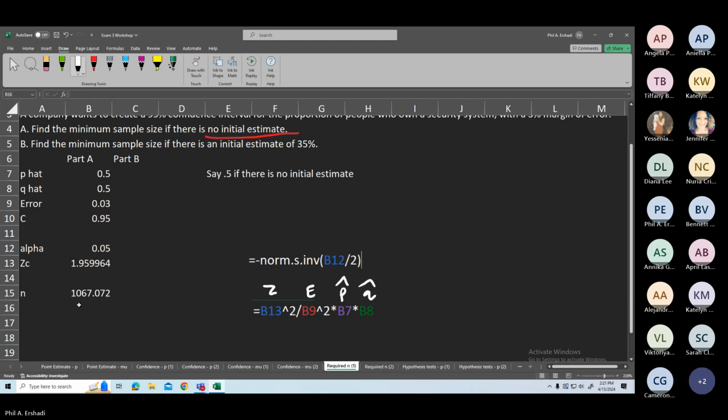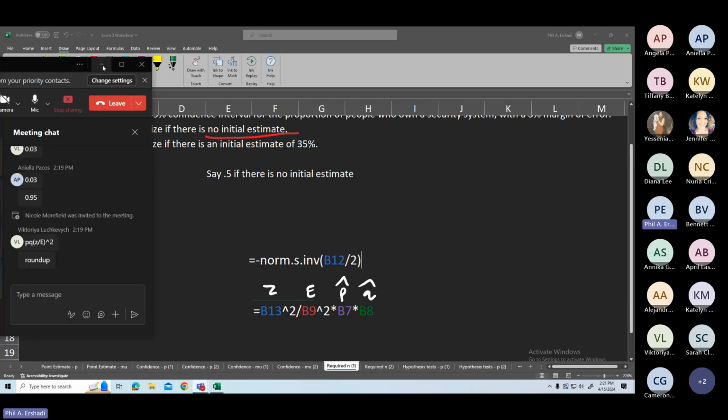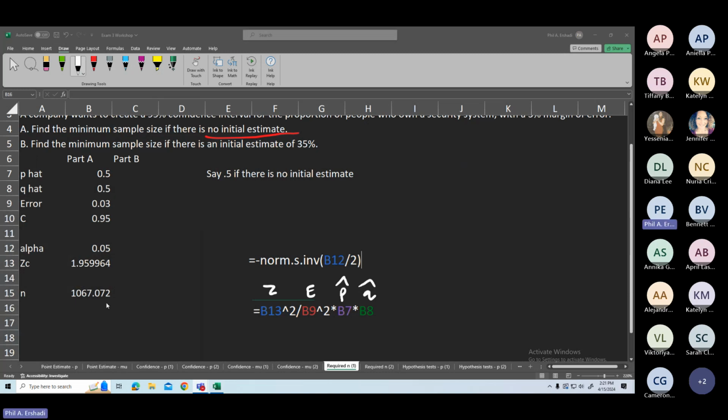And now that I have this answer, there's one more thing I have to do to it. Does anyone remember? Always round up. Very nice. So you can't pull 0.072 of a person, so you may as well just pull one more person. So we round up and we say 1068.